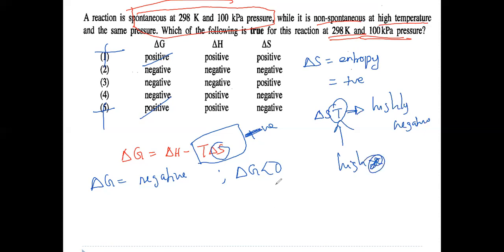Why? At high temperature it's becoming non-spontaneous; the reaction becomes non-spontaneous. So you cannot speak about the highest temperature making it highly negative. So you can't say delta S is positive. You can check here, 1 and 5 are already omitted. Now you have 2, 3, 4. Out of 2, 3, 4, here you have delta S positive, so you can omit the third answer also. Now it's simply clear.